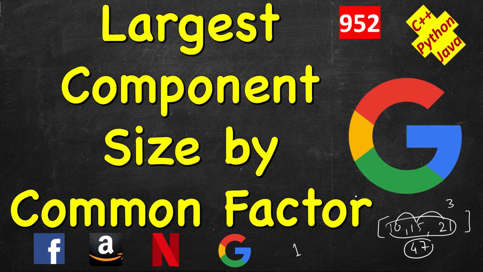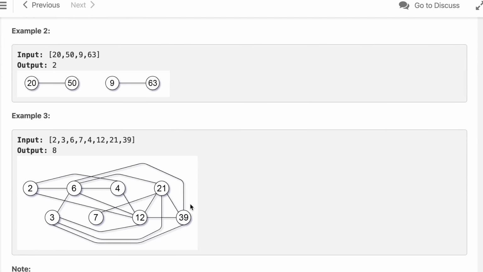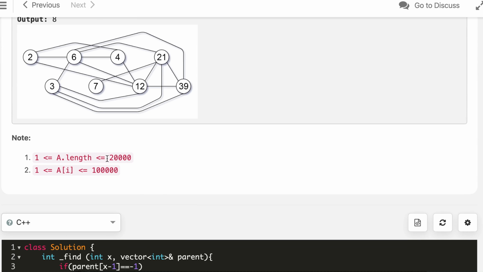The challenge is that if you do it this way, that is, you first build the graph and then do some DFS, BFS, or any other traversal, keep track of the count and return the maximum, that solution should work provided the number of elements is small. But here we are given that we can have up to 20,000 numbers.